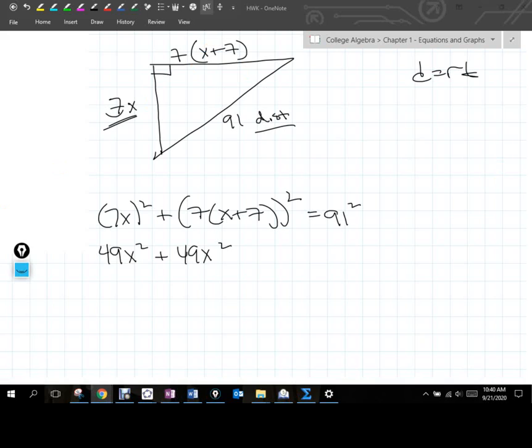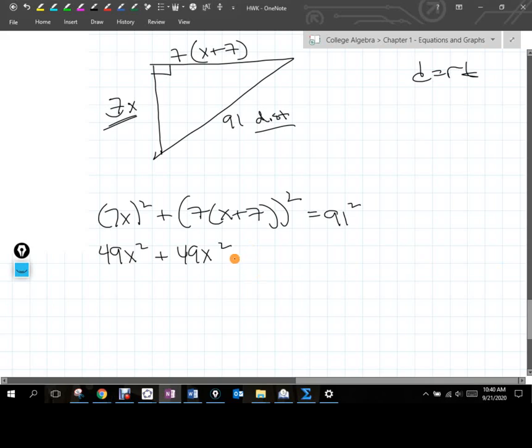I think it's, what's 40? It says 686, I think. So 49 times 7 is 343. 343 times 2 is 686. So I have 686x plus then 49 squared. Is that 2?